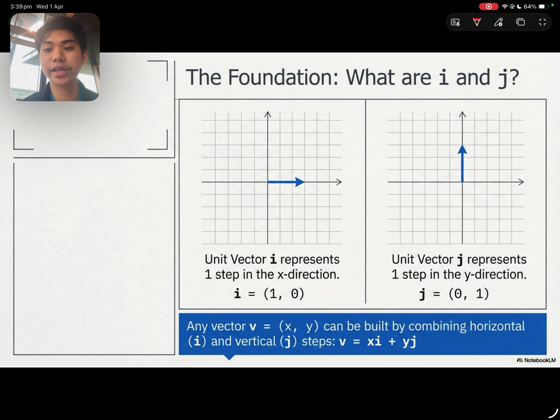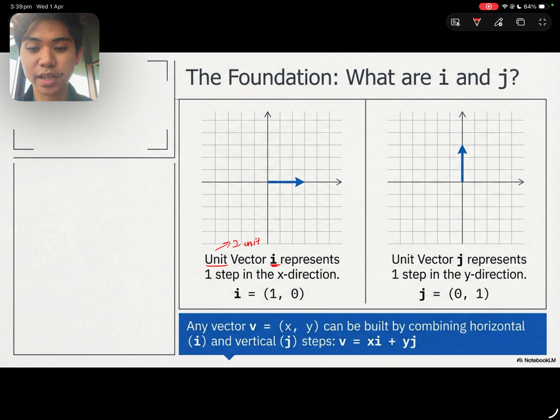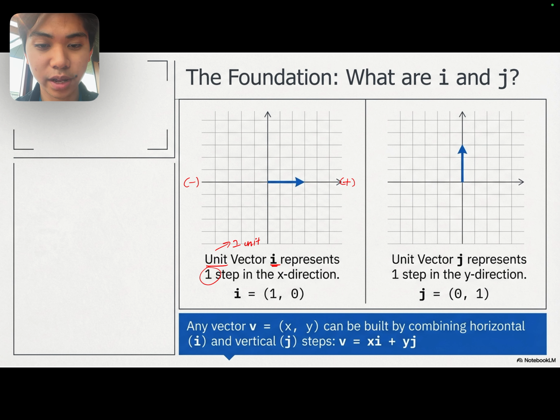So, what exactly are i and j vectors, or components? The unit vector i represents one step in the x direction. We say unit vectors because they are one unit. Now i will always represent the x axis or the x direction, so a positive 1 is always in the positive x direction, the right side. If the i vector is negative, then we're going in the negative x direction, which is to the left side.